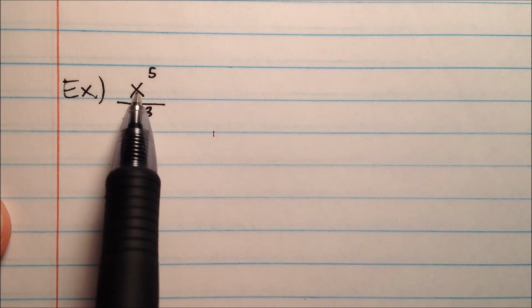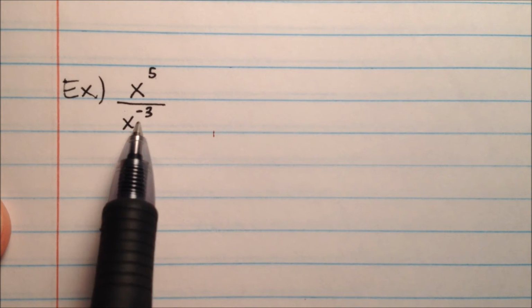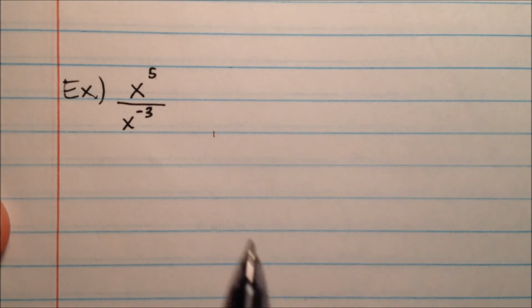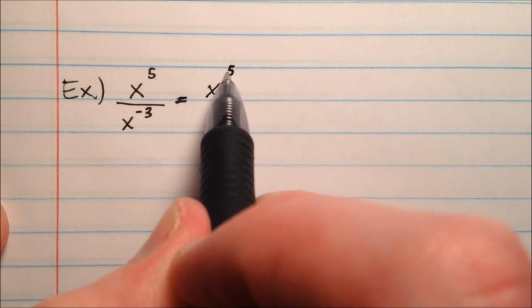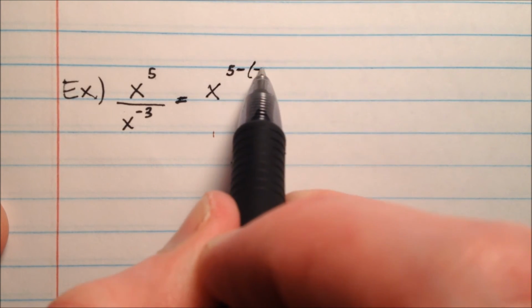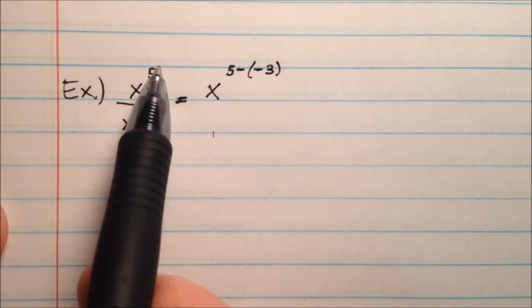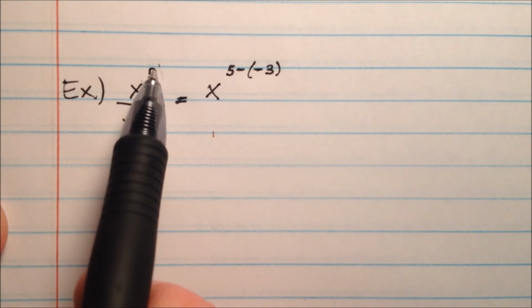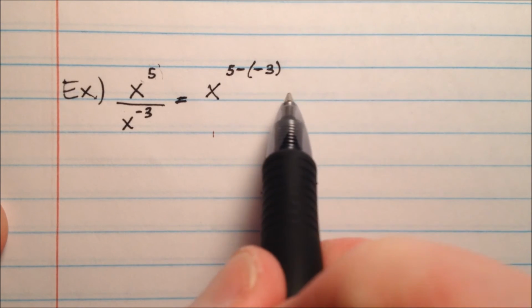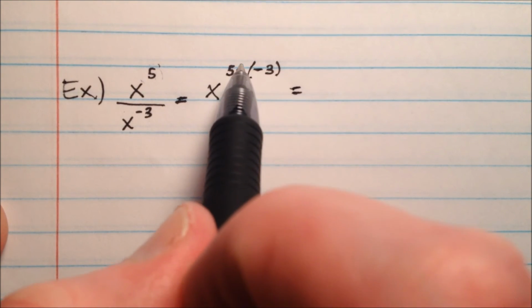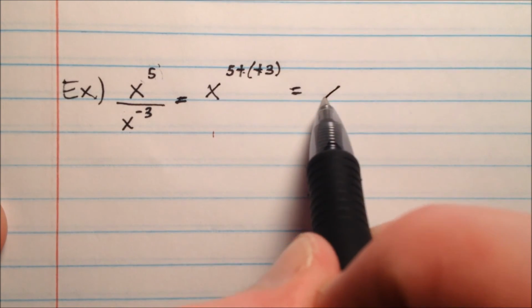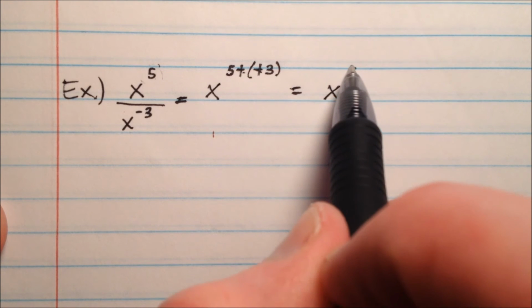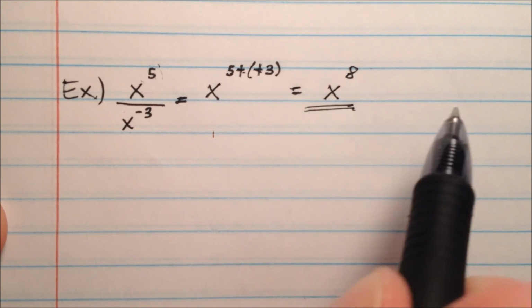So this first example has x to the 5th on top and x to the negative 3 on bottom. So using the quotient rule, we're going to say x to the 5th minus a negative 3. Since the 5 is larger than the negative 3, it will be 5 minus this negative 3. When we do that, we'll notice that the minus and negative becomes a plus, so it'll be x to the 5 plus 3, which will be x to the 8th.